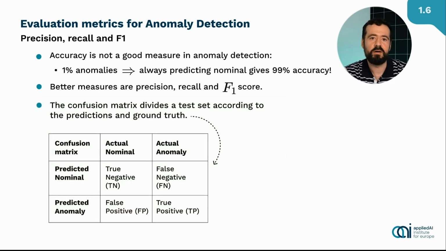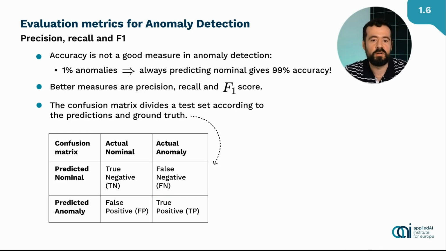Given a test set of n samples, we can apply our anomaly detection system and compare the resulting labels with the true labels. We then obtain 4 possibilities, namely that we have predicted nominal, and actually also have a nominal point, which we call true negative. We have predicted nominal, but actually have an anomaly, which we call false negative. We have predicted anomaly and actually have a nominal point, which we call false positive. And we have predicted anomaly and actually have an anomaly, which finally is true positive.